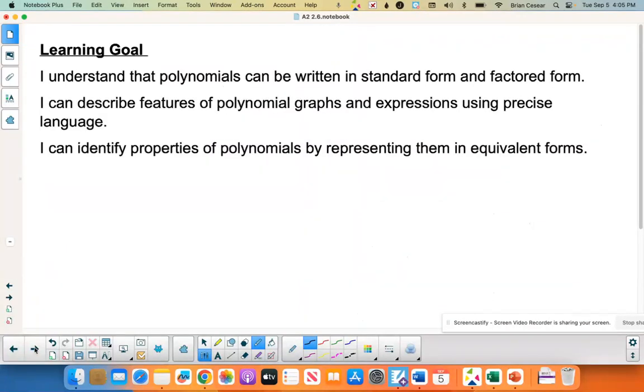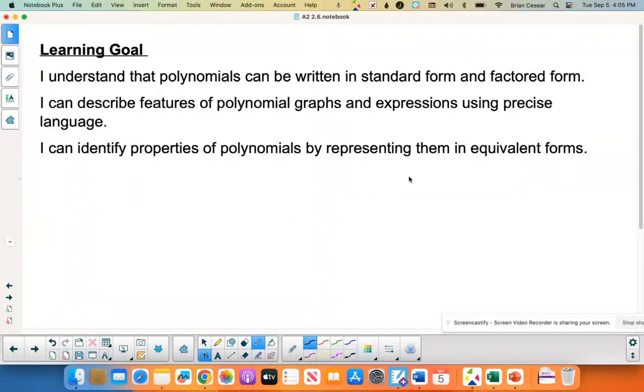All right, learning goal. I understand that polynomials can be written in standard form and factored form. I can describe features of polynomial graphs and expressions using precise language. And I can identify properties of polynomials by representing them in equivalent forms.